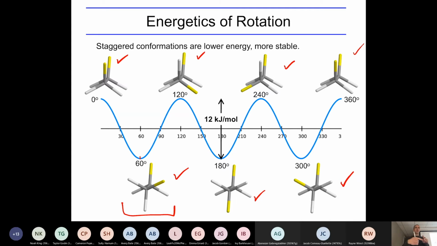So at room temperature, there's all kinds of energy in there. These are all bumping around. They're rotating. They're vibrating. We know they're vibrating from the IR chapter. All these things are going on in solution. So 12 kilojoules is not much of a barrier. This is happening very, very quickly. Very, very commonly, these things are just spinning around all the time. But we do know the staggered conformations are more stable than the eclipsed conformations.